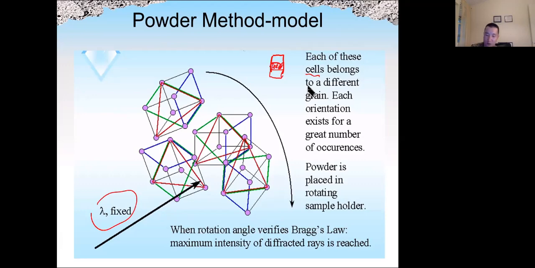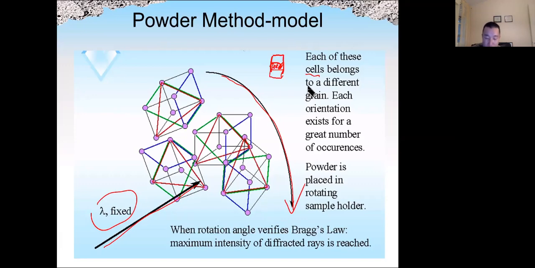And the powder is placed in rotating sample holders. In this case, the X-ray is not moving, so the sample is moved. For some XRD machines, the sample is fixed, it's not moving, but we rotate the X-ray source.